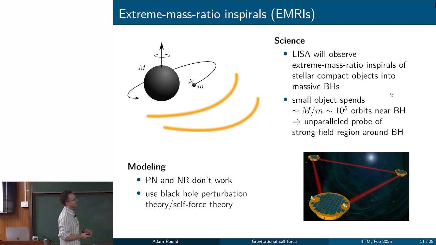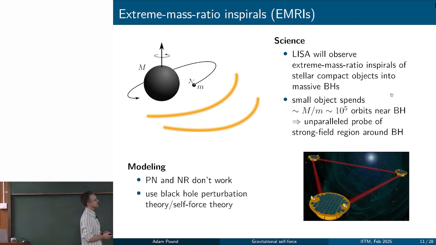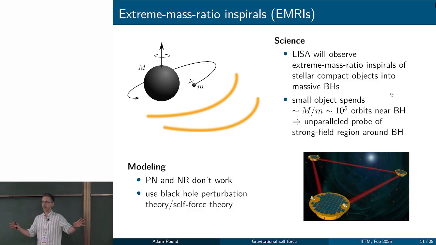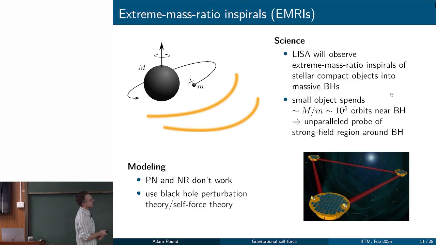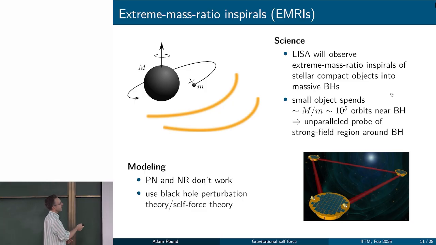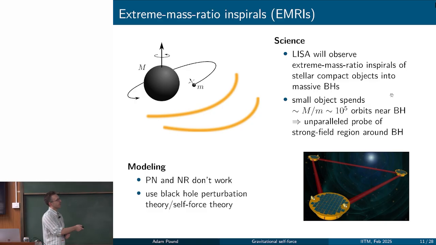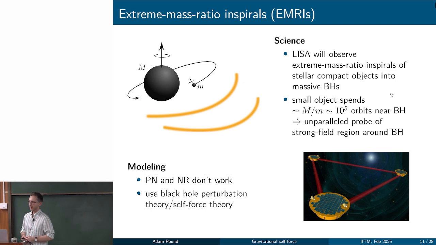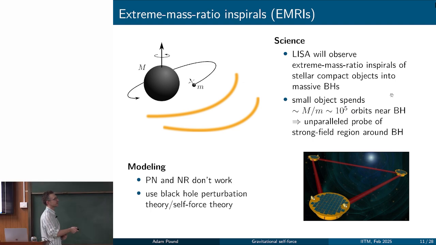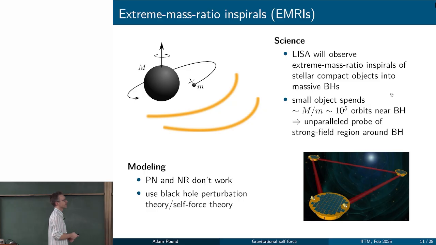And these are one of the two main sources for LISA, as I showed. So the two LISA sources are massive black hole binaries and EMRIs. Now what's interesting about these systems is that the small object takes a really, really long time to fall into the big black hole. Basically, the number of orbits is 1 over the mass ratio. So if you have a 10 solar mass object spiraling into a massive black hole of 10 to the 6 solar masses, you'll see basically 10 to the 5 orbits within the LISA band.